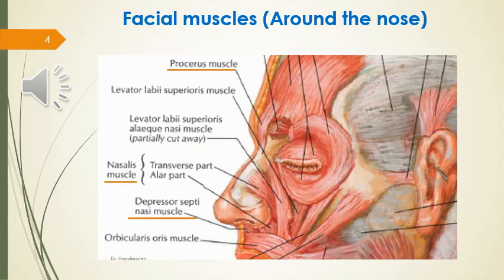Essentially, these muscles related to the nose are supplied by the buccal branch of the facial nerve, seventh cranial nerve. Basically, all the mimetic muscles or facial muscles are innervated by facial nerve. The action of nasalis: the transverse part compresses the nasal aperture and the alar part dilates the nasal aperture.